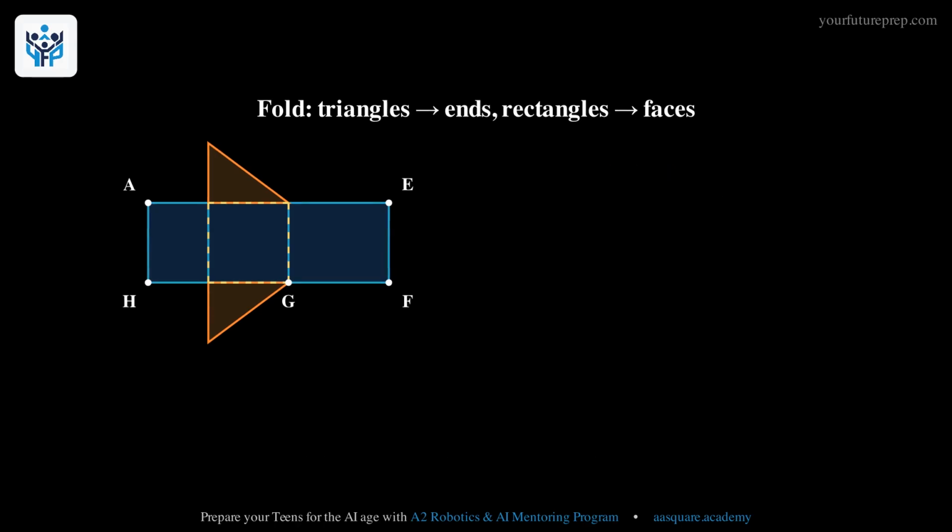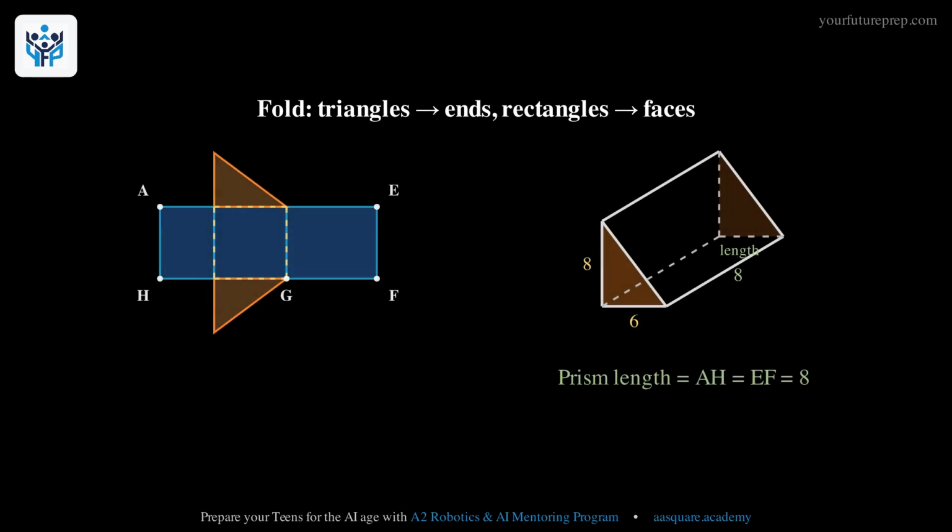When we fold along the dotted lines, the two right triangle flaps swing up to become the two triangular ends of the prism, and the three rectangles wrap around to form its three rectangular faces. The length of the prism is the side AH, which equals EF, so the length is 8.